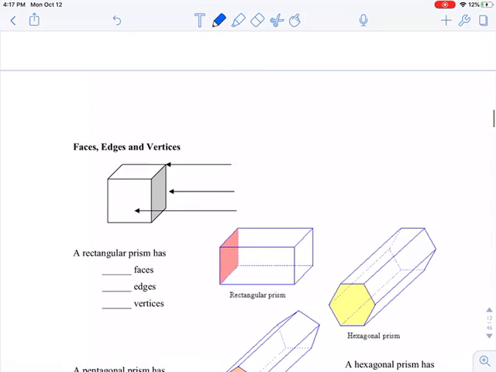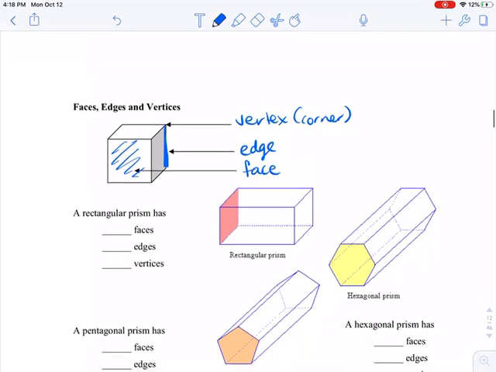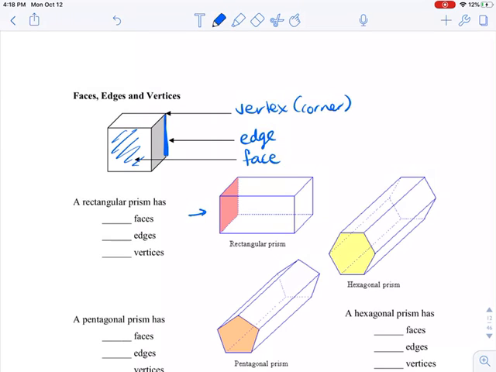Okay, we've got to classify some things here. The corner is a vertex. This part right here is an edge. And this flat part is called a face. So for a rectangular prism, we're thinking about this shape here. How many faces does it have? Well, 1, 2 the top, 3 the back, 4 the side, 5 the bottom, and then 6 the front face. So we have 6 faces.